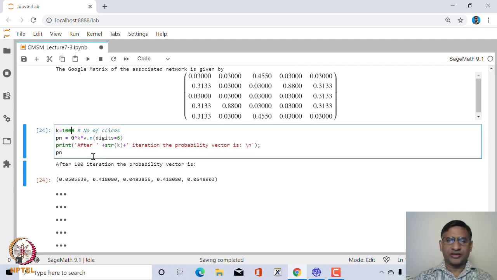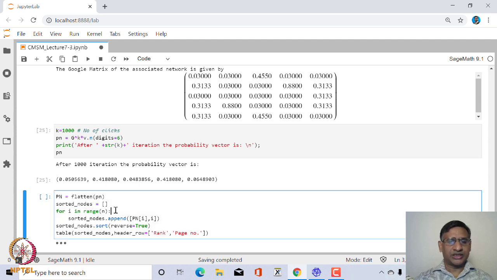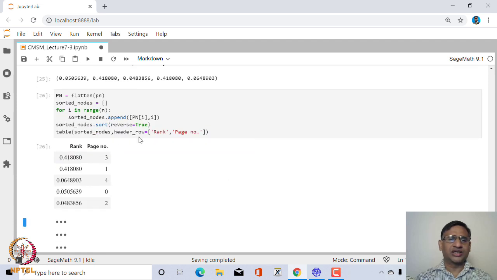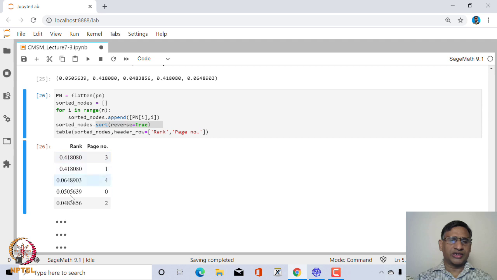Instead of 100, if you make it 1000 clicks, then again you will see this is what you get as the stationary vector. Similarly, you can rank these using the option called sort. You can sort this in reverse order, that is decreasing order, and then print the rank of all these websites sorted in decreasing order of importance, along with the web page number. So the third website has the maximum rank, followed by the first one, and followed by the fourth one, and so on.